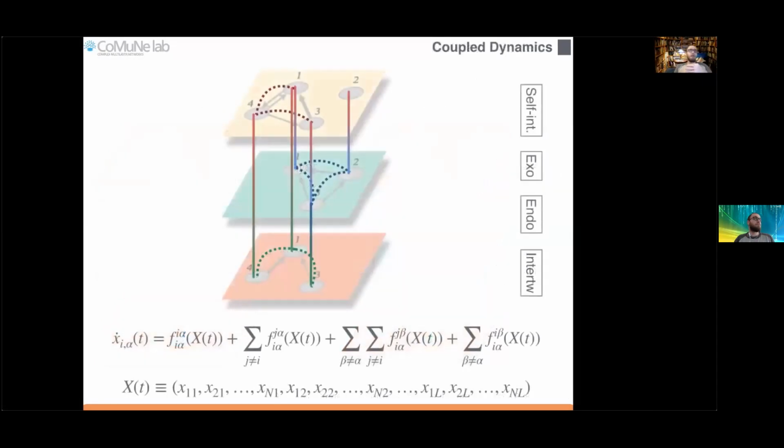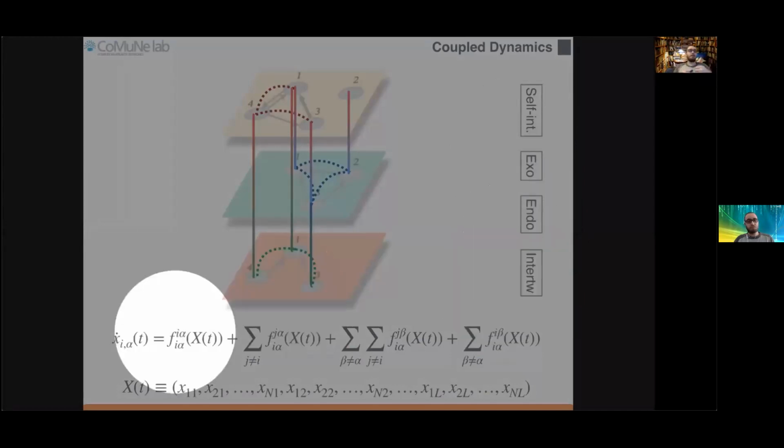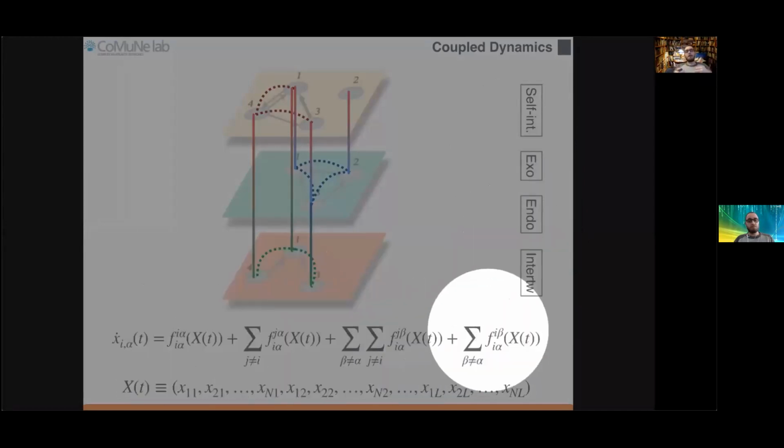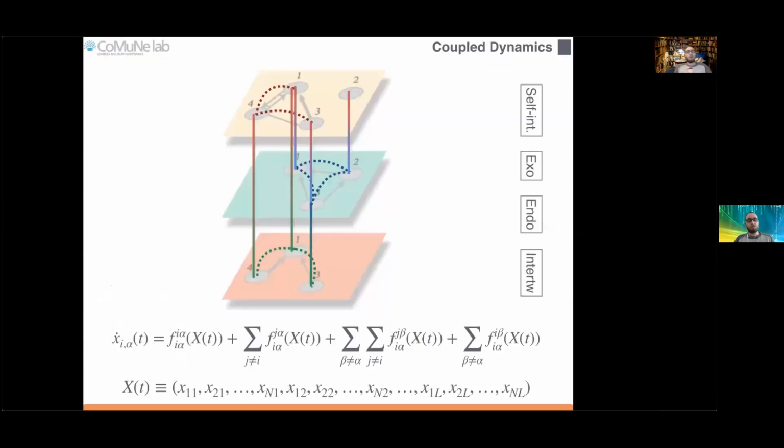As I was mentioning before, you can encode all of this information, even in the dynamical case, with tensors. And then you can, for instance, encode self-interactions and exogenous, endogenous interactions, and also intertwining. And you can mathematically encode all of that information in this simple way.